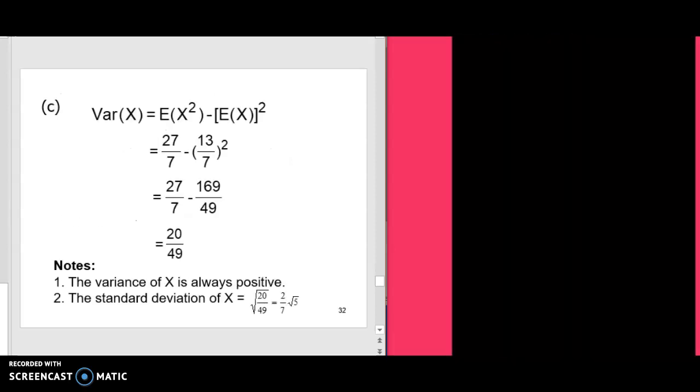Kemudian C. Untuk mendapatkan variance of x, kita hanya masukkan sahaja nilai yang kita dapat tadi. So ex square, tadi kita dapat. Kita cari nilai ex kan, so kuasa 2 kan sahaja. So, at the end, kamu dapat ni.